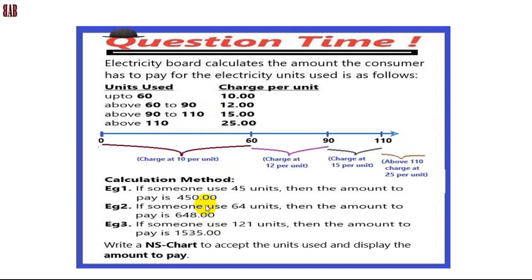What you have to do is write a program to accept the number of units consumed by a client or user, and display how much they have to pay. For example, if they type 45, you have to say 450 is what the payment needs to be. If they type 64, it should display 648. If you type 121, it should give 1535. So this is the exercise we are trying to do in this case.